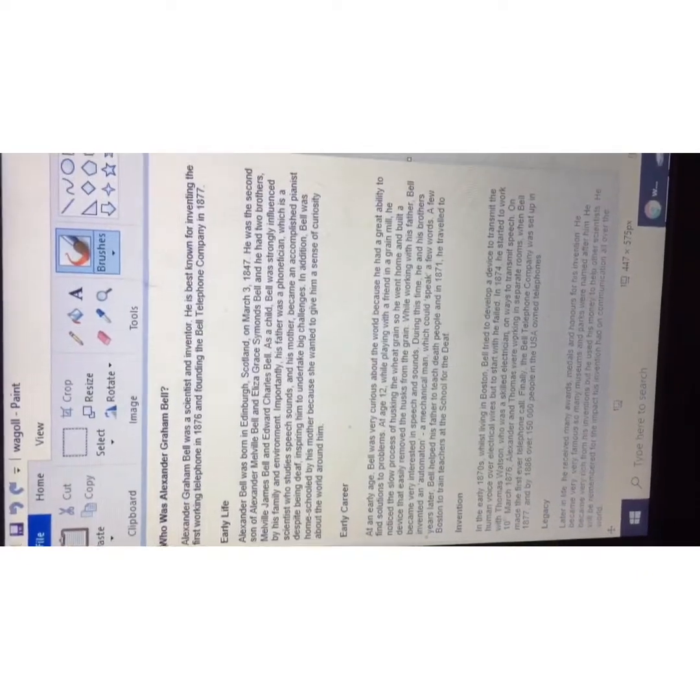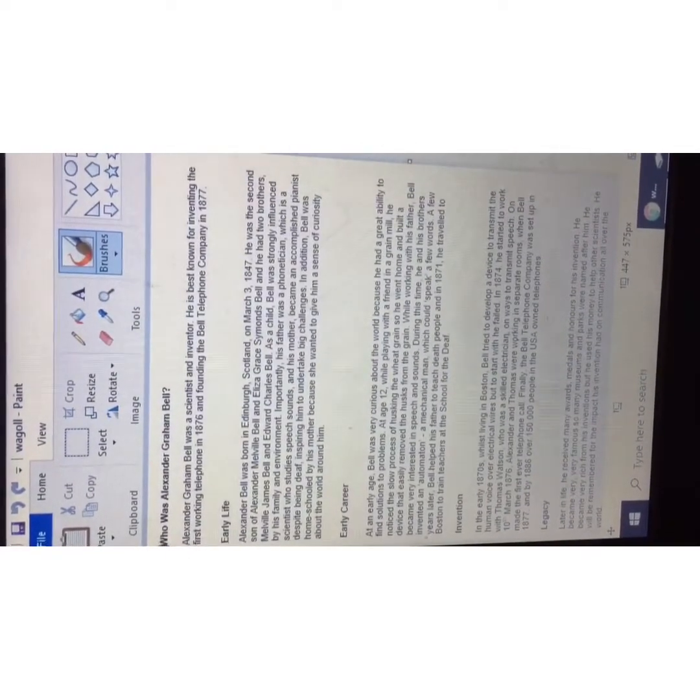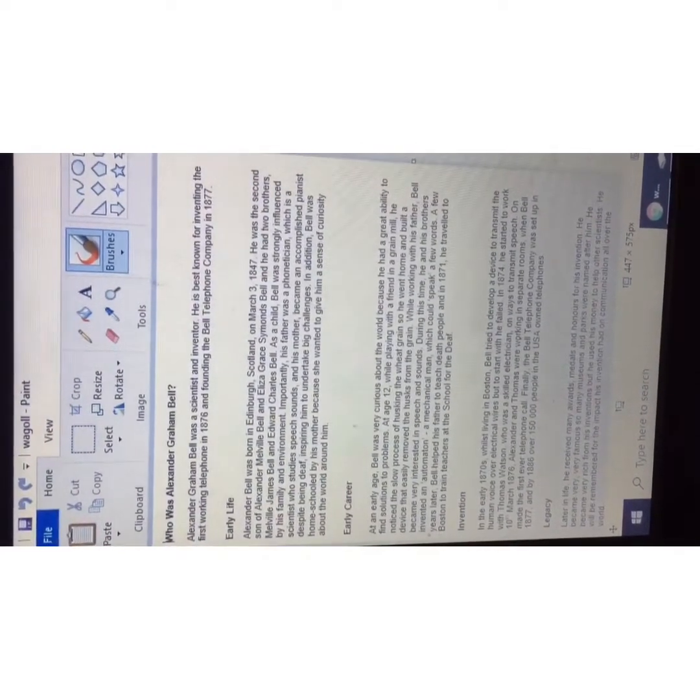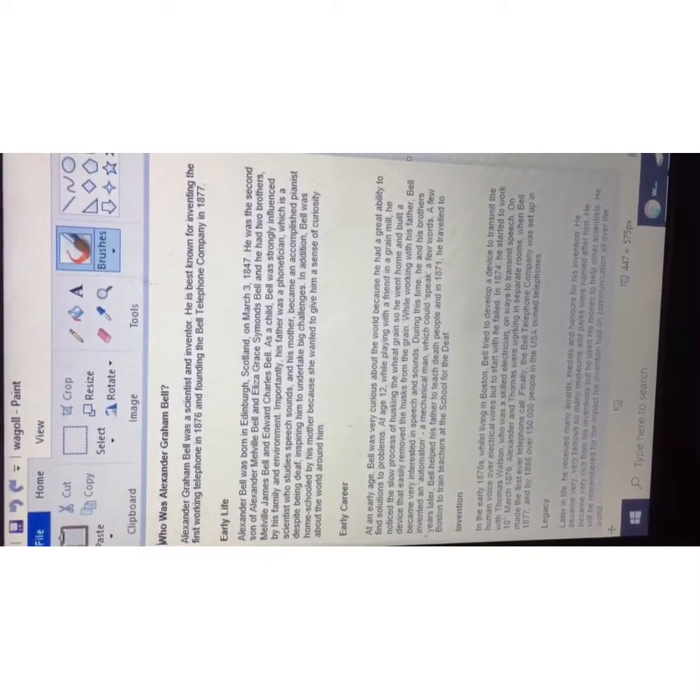So this is our waggle. We're going to be writing something very similar to this, but we are going to be writing it about a different inventor.